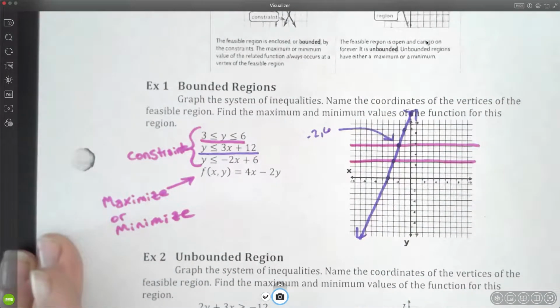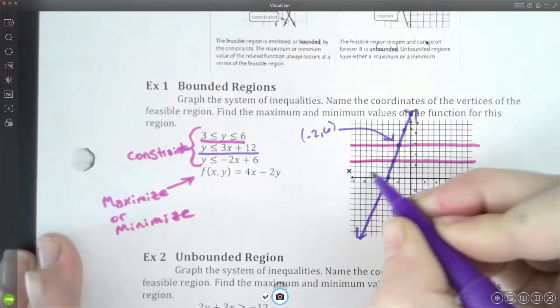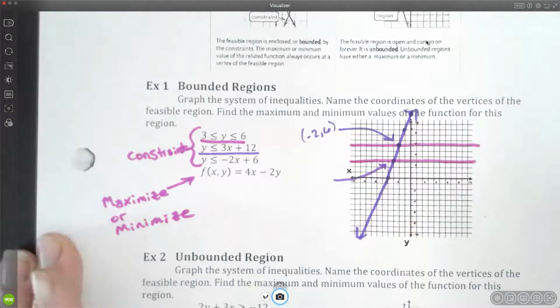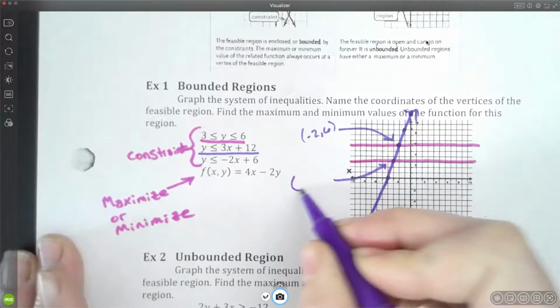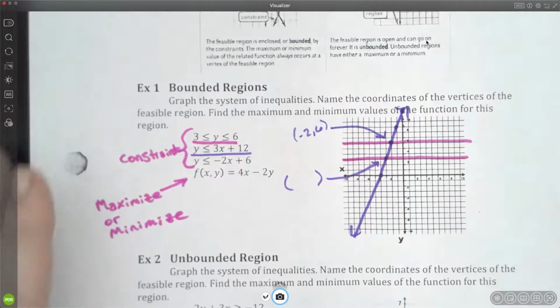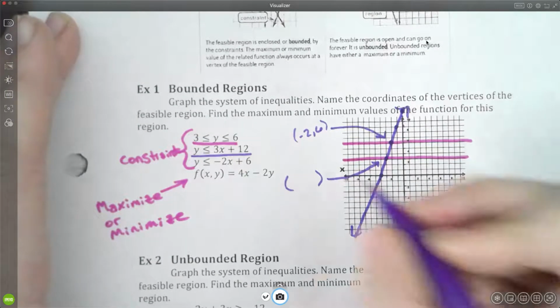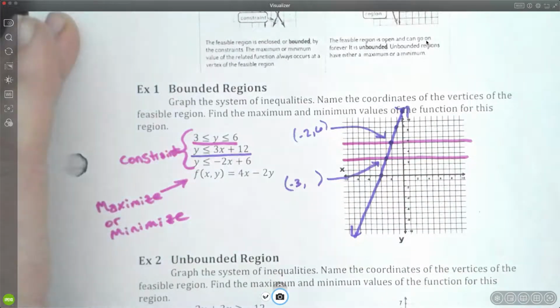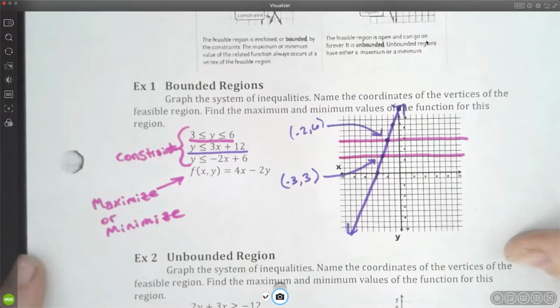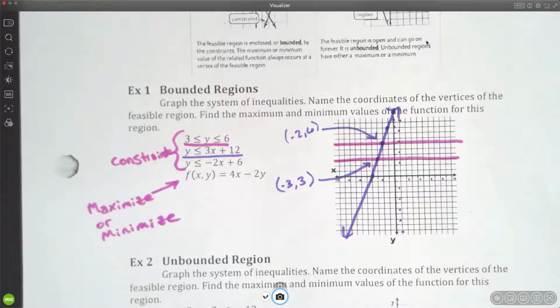Is that what he is? About, yes. And what's this one? About negative 3 comma 3. So we've got those 2 points picked out here. That's really good.